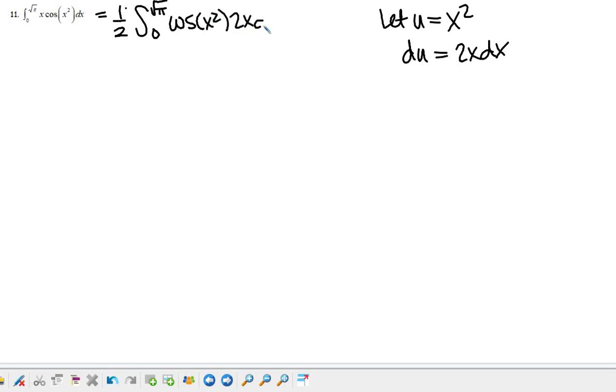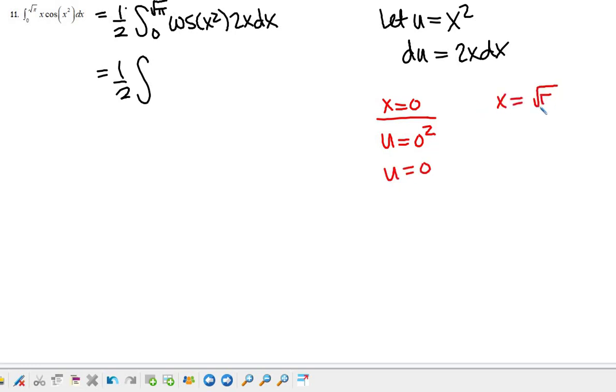So I'm going to put in my multiply by 2 and my divide by 2. So I'm ready to make my substitution. However, before I do that, I'm going to figure out what my new bounds are. So I'm going to start with my lower bound. If x is 0, u is 0 squared, which is 0. If x is the square root of pi, then u is the square root of pi squared, which means u is just pi. So my new bounds would be from 0 to pi of cosine u du.